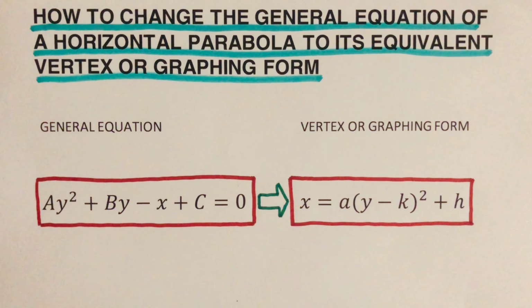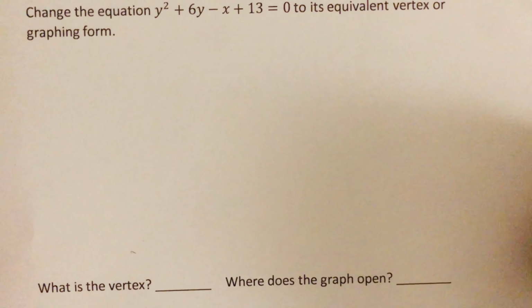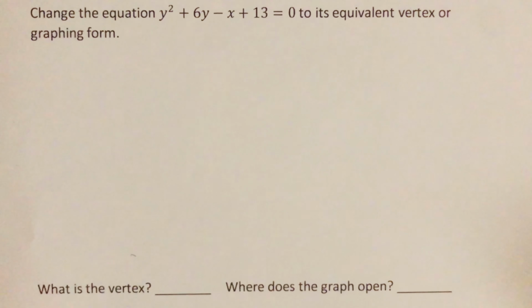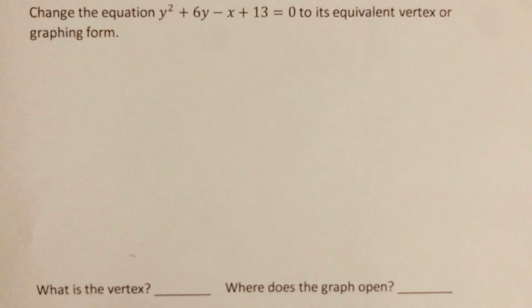So what we are doing is that we are given this general equation and we are supposed to change it to its graphing form so that we are able to know the vertex h, k. Now let's take this first example right here. Change the equation y squared plus 6y minus x plus 13 equals 0 to its equivalent vertex or graphing form. Just by looking at this equation, we don't know where the vertex is, or the locator point. So we go ahead and change this to its equivalent graphing form.